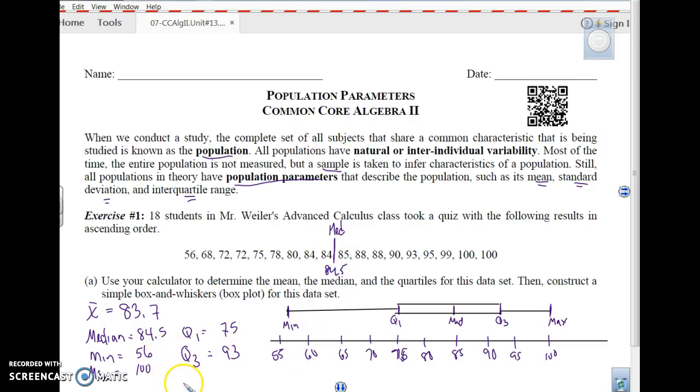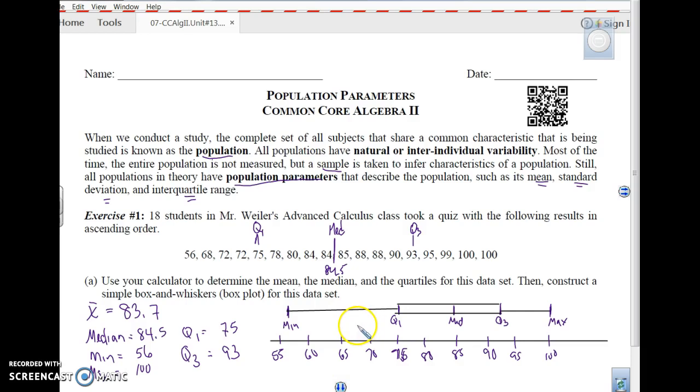The minimum was 56, which was down here, and the maximum was 100. Quartile 1 is 75, so that means if I take this half of the data and split it in half, that would be right here. This would be quartile 1. And then quartile 3 would be this half of the data split in half, and that was at 93. That would be right here. That would be quartile 3. So you can see 1, 2, 3, 4 groups when you have the box and whisker plot.